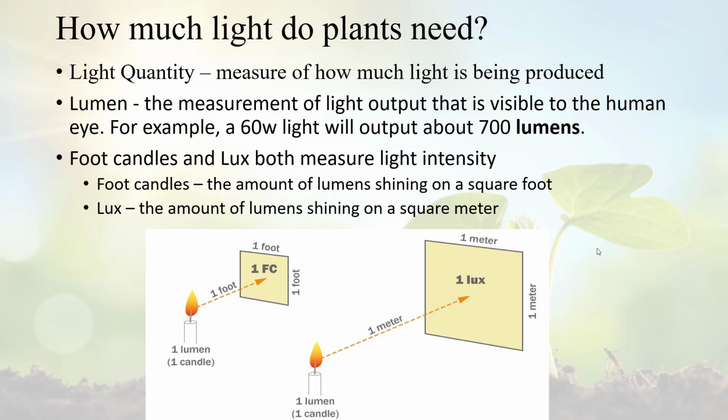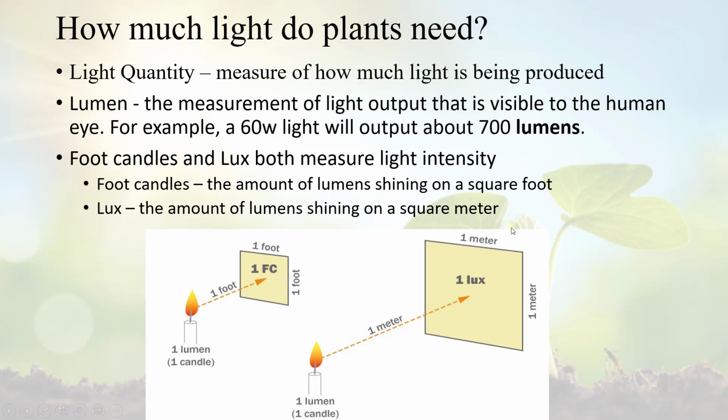Well, if we look at light quantity, which is the measure of how much light is being produced, we have different ways of measuring this light. Historically, we looked at something called lumens, and this was the measure of light output that is visible to the human eye, right? So that's the light output that we could see.